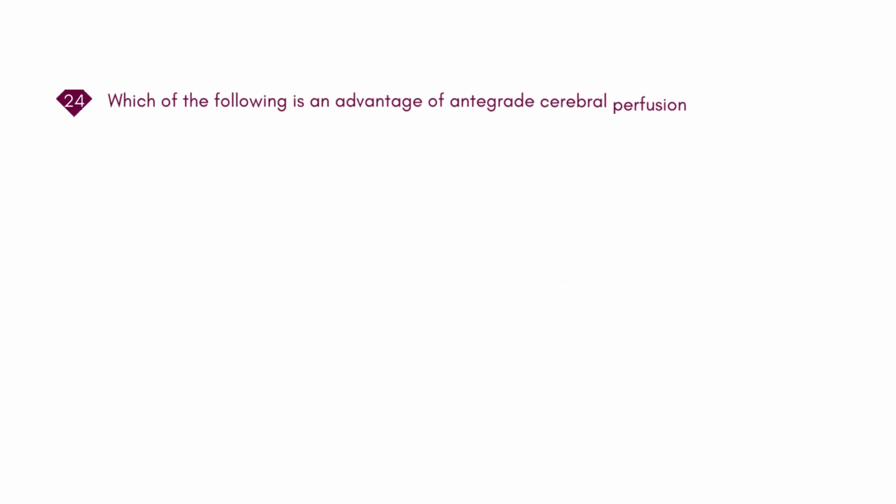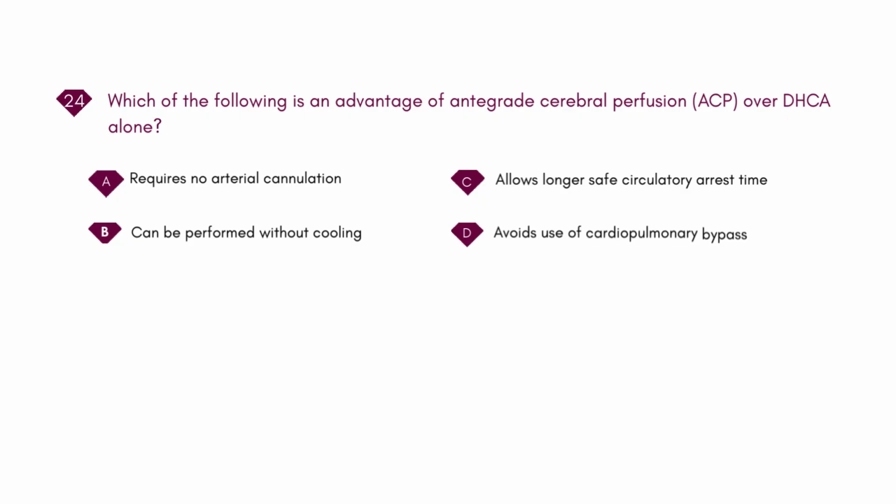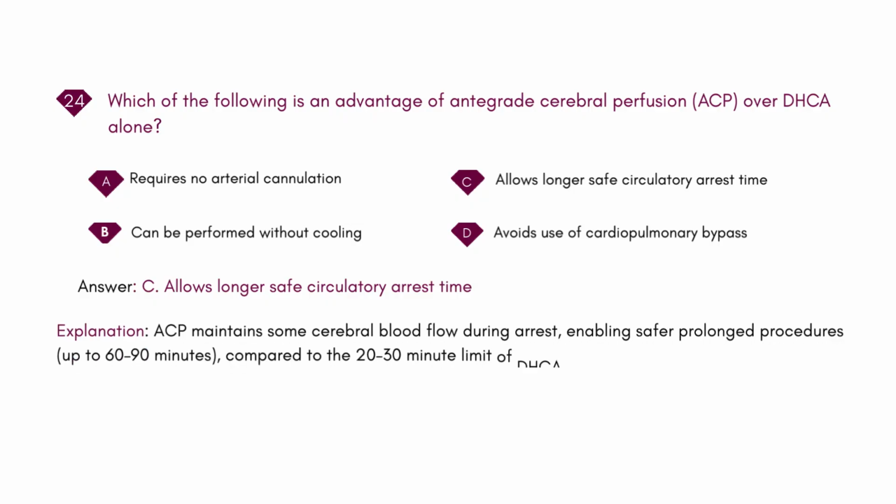Which of the following is an advantage of antegrade cerebral perfusion, ACP, over DHCA alone? A. Requires no arterial cannulation. B. Can be performed without cooling. C. Allows longer safe circulatory arrest time. D. Avoids use of cardiopulmonary bypass. Answer: C. Allows longer safe circulatory arrest time. Explanation: ACP maintains some cerebral blood flow during arrest, enabling safer prolonged procedures, up to 60 to 90 minutes, compared to the 20 to 30 minute limit of DHCA alone. It's often used during complex arch repairs.